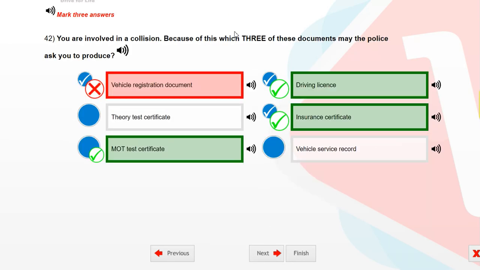You are involved in a collision. Because of this, which three of these documents may the police ask you to produce? MOT test certificate, driving license, insurance certificate.